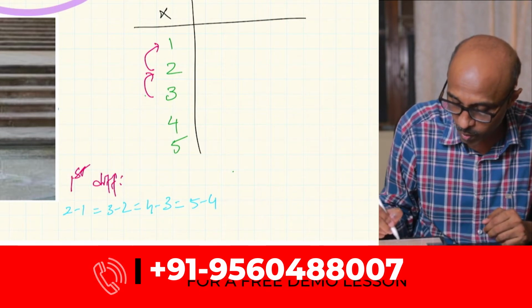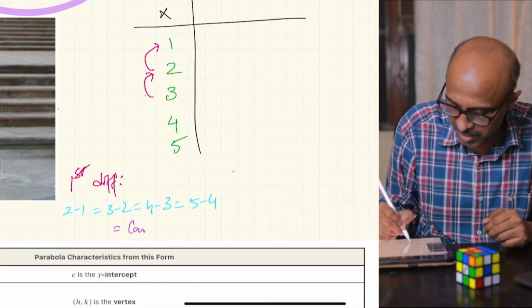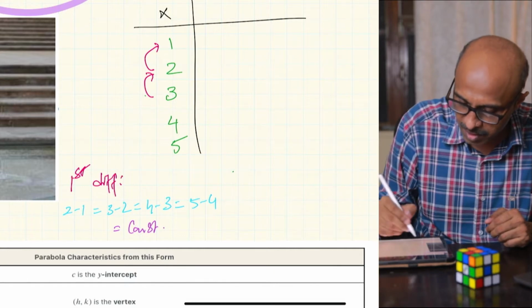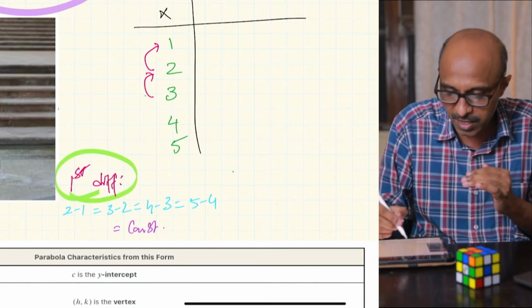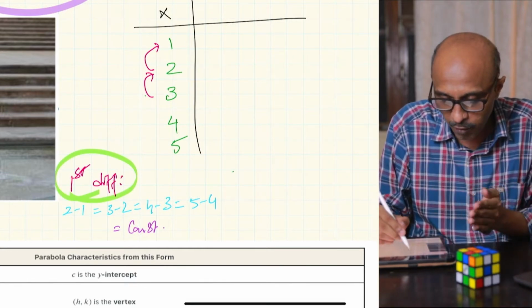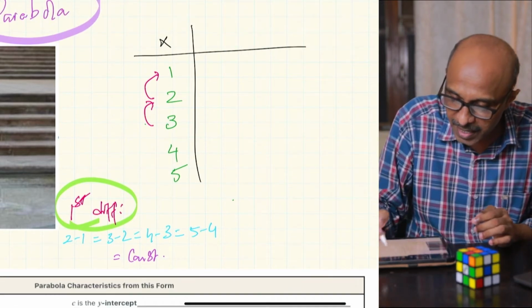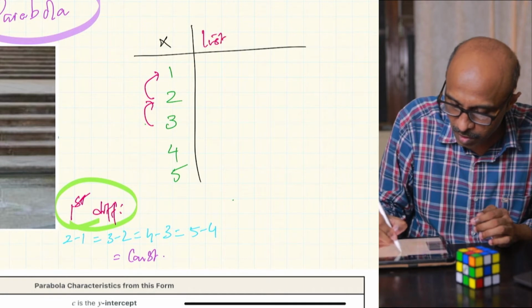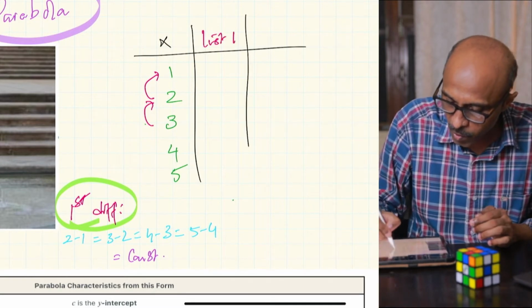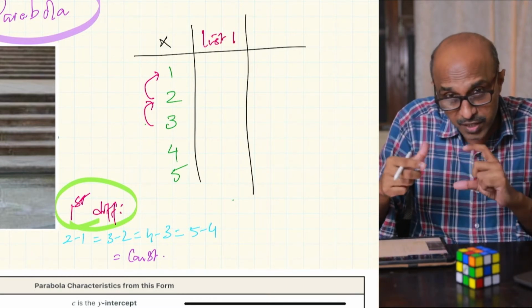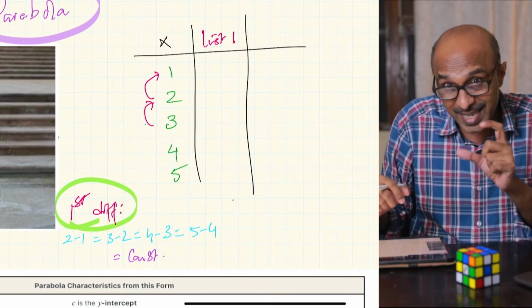And this is equal to 1, which is a constant. So the basic idea is that the first difference, that means the first set of differences of this list called X, is a constant. Now, if you have a second list, let me call that list 1, where it is not the first difference that is constant, but the second difference.